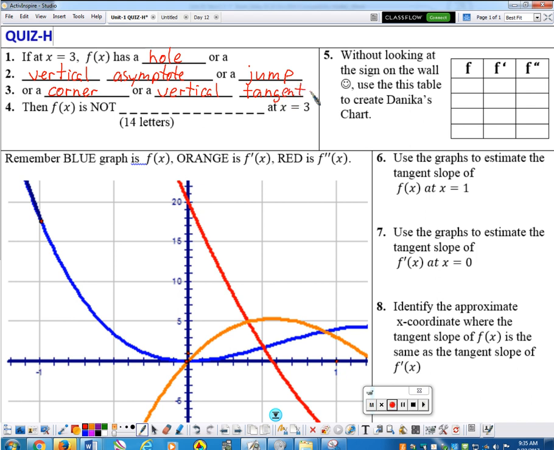Now, hey, the order isn't really important. So you could have said, instead of vertical, you could have had these two. You could have had vertical asymptote here and vertical tangent here. Then jump or corner could have been in any of the single flanks. It wouldn't matter. Okay. Question? Number four. Let's go here. Perfect.